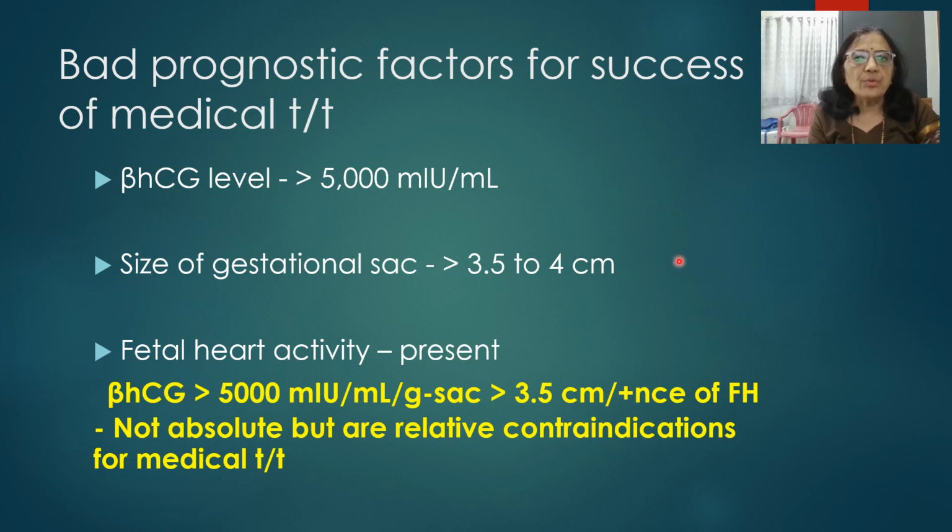There are certain bad prognostic factors for the success of this medical management, such as beta HCG level greater than 5000 milli-international units per ml, size of gestational sac greater than 3.5 to 4 centimeters, and presence of fetal heart activity in the ectopic gestational sac. But remember that all these are not absolute contraindications, but relative contraindications for medical management.